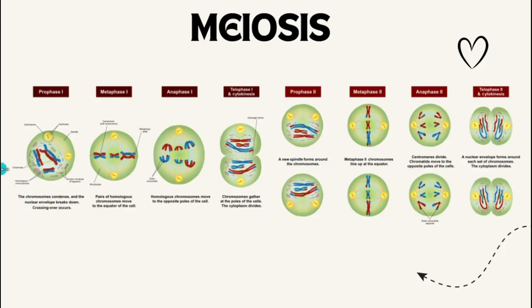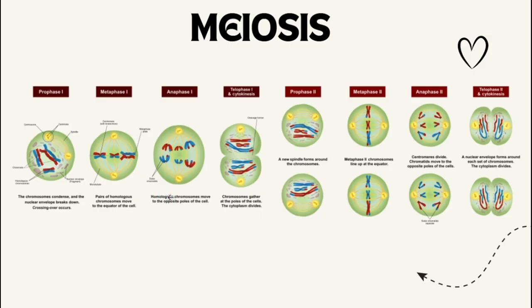So we have these homologous chromosomes, they become condensed, the nuclear envelope breaks down, and crossing over takes place. That's one way of getting genetic variation. I'm going to tell you what the other one is soon, and it's within these steps.